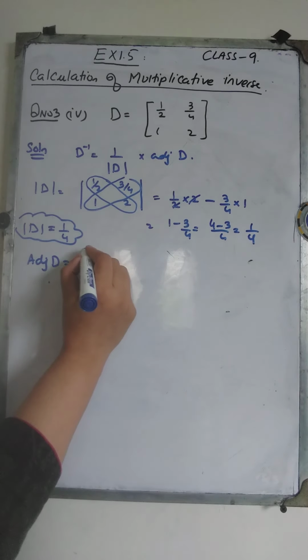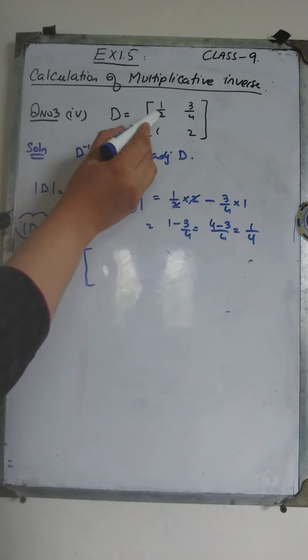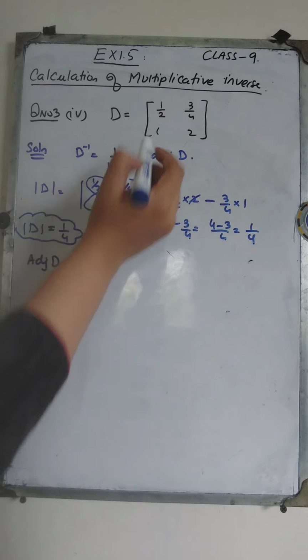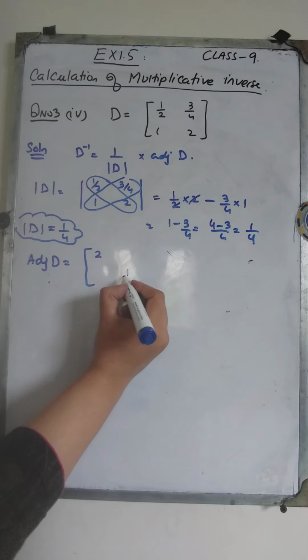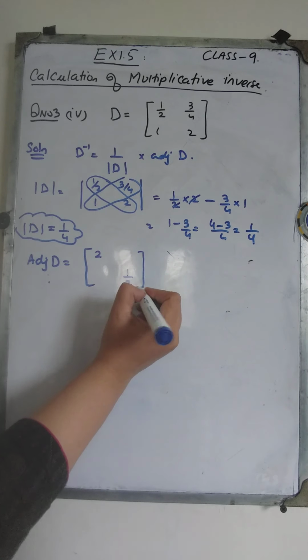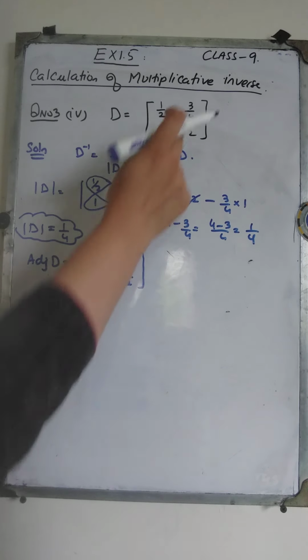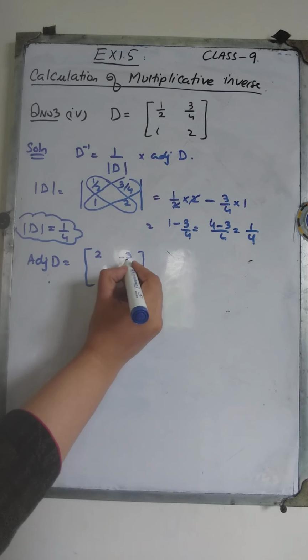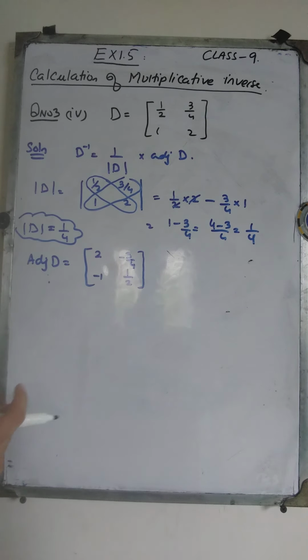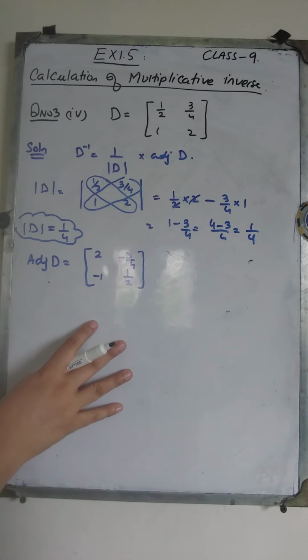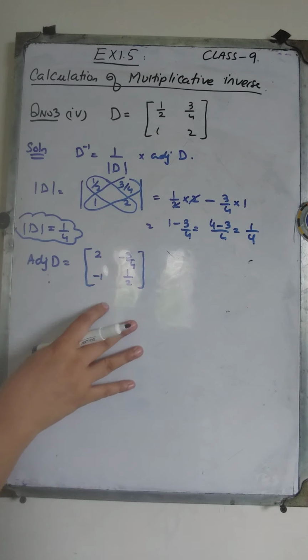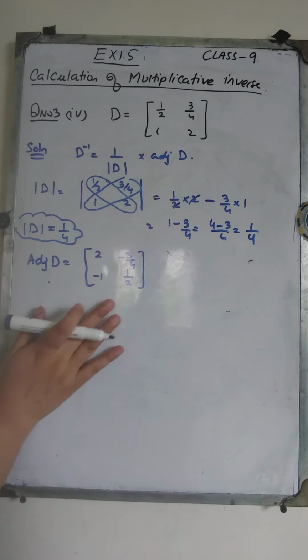Now find the adjoint of D. What we are going to do is change the places of these two and change the sign of the other two. So the places of 2 and 1 by 2 will be exchanged and the signs will be changed. This is a positive 3 by 4, so we are going to write negative 3 by 4 and negative 1. As you can see, the method remains the same, whether these are fractions or simple numbers or expressions.